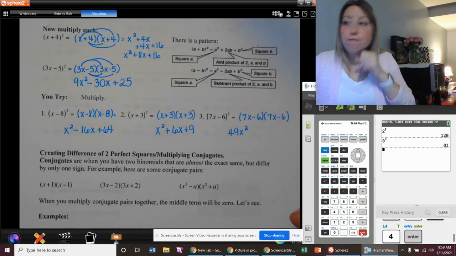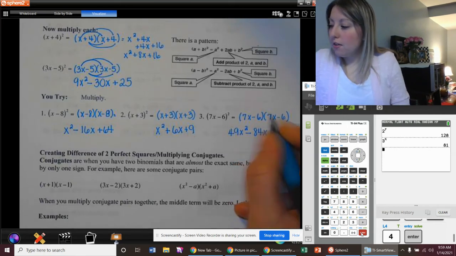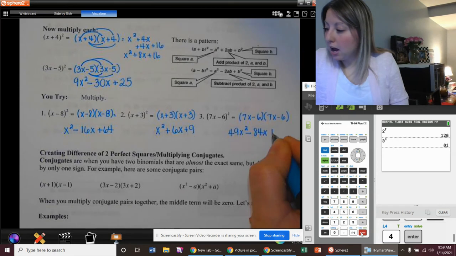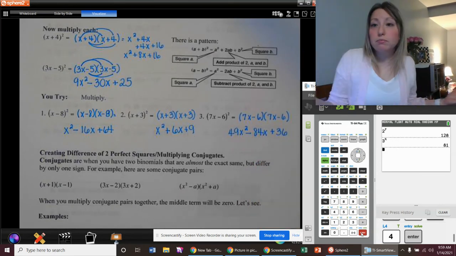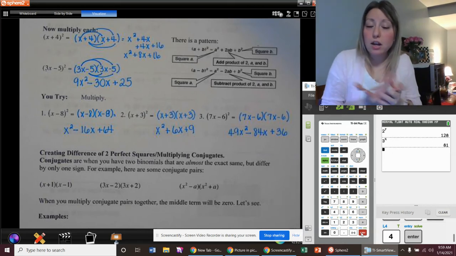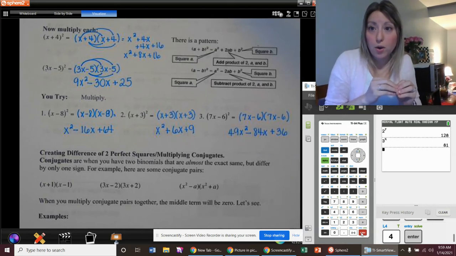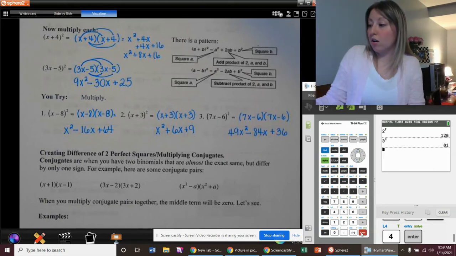Negative 84x for the middle. And then negative 6 times negative 6, positive 36 for the end. That's it. You can use that nice little hint to get the middle a little quicker. Otherwise, just FOIL it and you're still getting the middle. It's not that much longer.